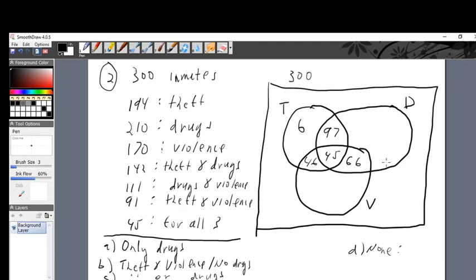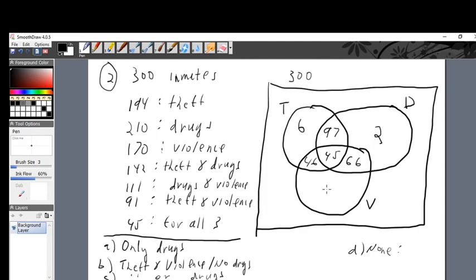All right, what about drugs alone? Drugs says 210, but we got to subtract out all of this stuff from the drugs. 45 and 66 is 111. 111 and 97 is 208. So 210 minus 208, there's only 2 for drugs alone.